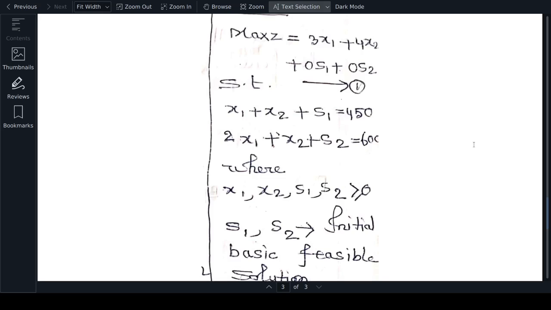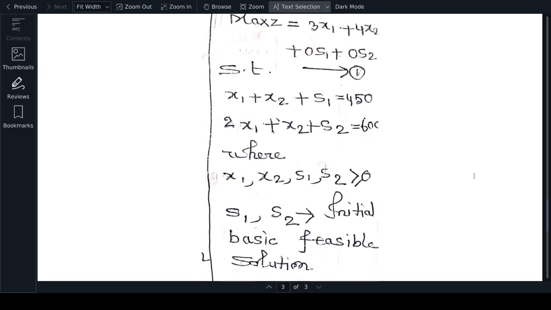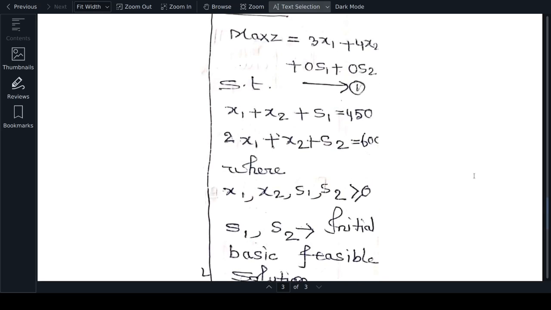Clear? Yes, sir. All the coefficients of the objective function are called Cj, and Cp is the coefficient of the current basic variable in the objective function. And Xb is called the initial basic feasible solution.